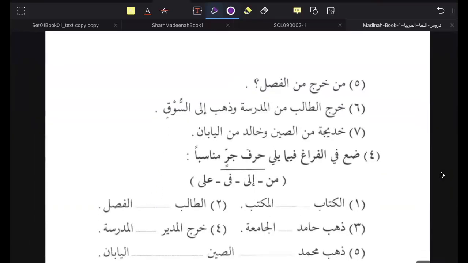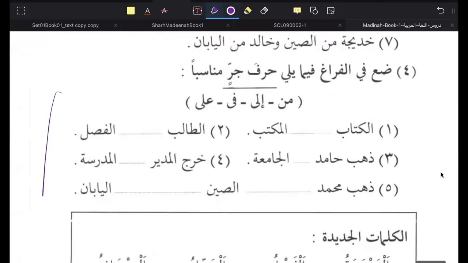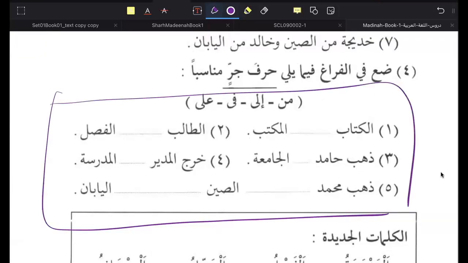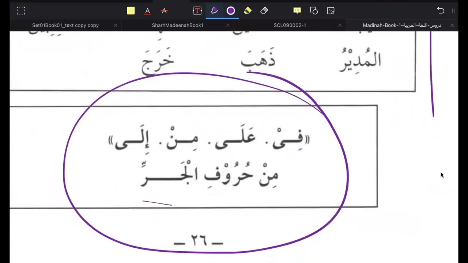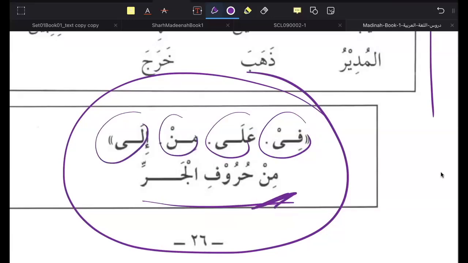Don't skip anything. This is a very good exercise. Just pick one of the prepositions and put the one that makes sense. And here's your new vocabulary. And then finally at the end, he's telling you a little bit about the grammar, what you learned. It says fi, ala, min, ila: min huruf al-jarr. He's not saying that these are all the huruf al-jarr. He's saying these are four among the huruf al-jarr. That means there are more.